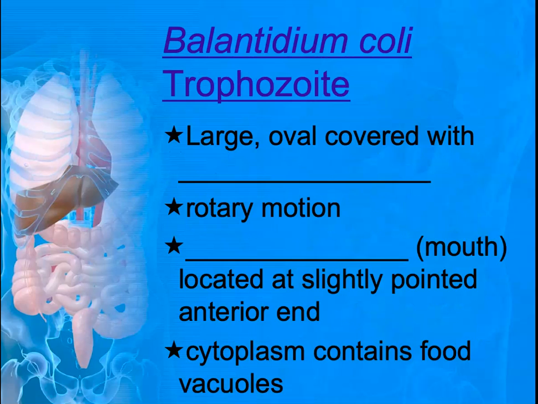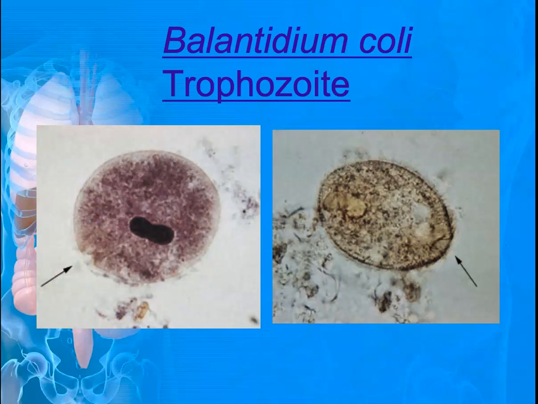The troph is very large, oval shaped, covered with cilia, so it moves in a rotary motion. It also contains a structure called a cytostome, which is a mouth located at one of the ends, and it may contain vacuoles. And that makes sense that the cilia would be on the outside, because the troph we know is the motile form.